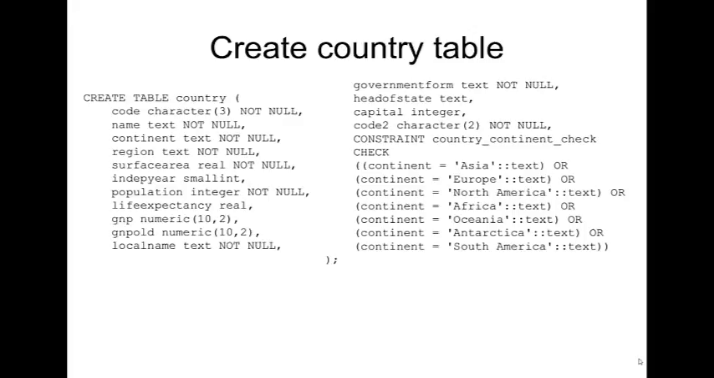What else have we got here? The other thing we've got is a constraint on the continent. So we've got a field called country continent, text, third one down, okay.